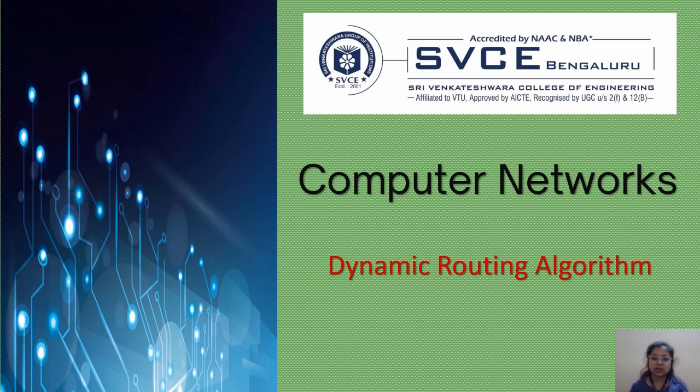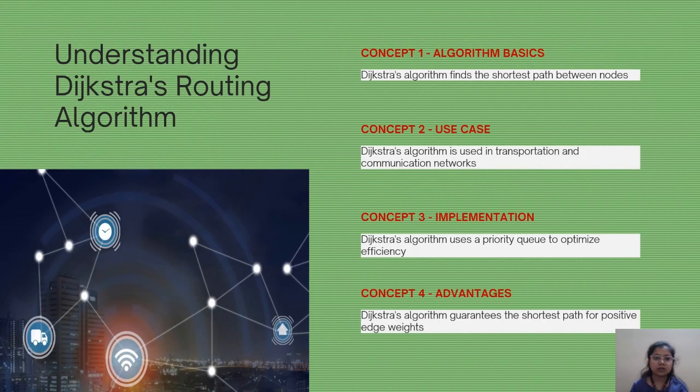I am here to explain about the dynamic routing algorithm, that is Dijkstra's algorithm from the computer network subject. Let's see the brief concepts of Dijkstra's algorithm. First is algorithm basics. Dijkstra's algorithm finds the shortest path between the nodes. Its use cases: Dijkstra's algorithm is used in transportation and communication networks.